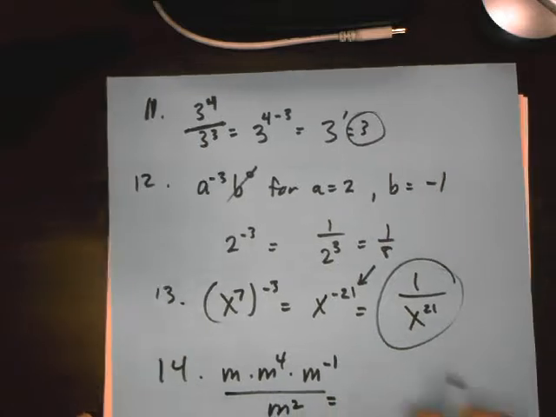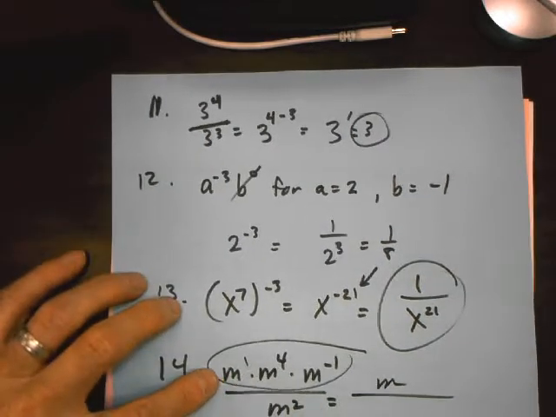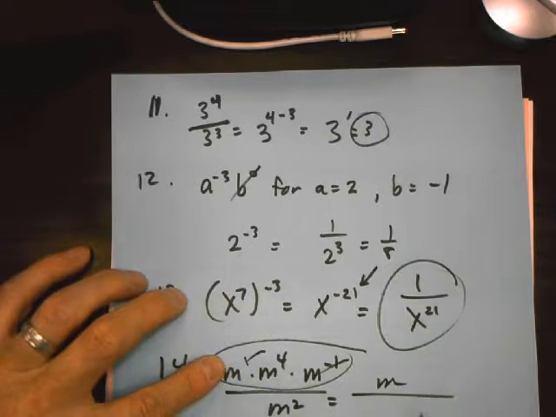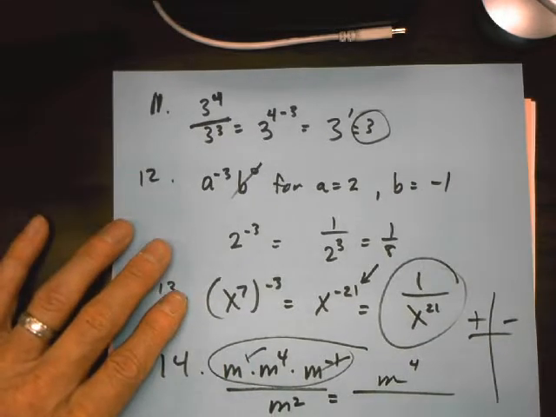Number 14 says m times m to the 4th times m to the negative 1st all over m squared. So, I'll do the top first. Copy the base and add the exponents. Well, this is a positive one. Positive one and negative one just cross out, so I got m to the 4th. Or you can go out to the side and do teams. You're going to get the same thing.